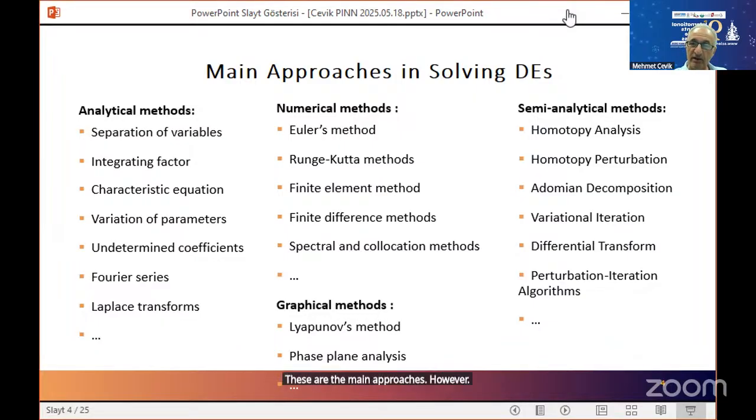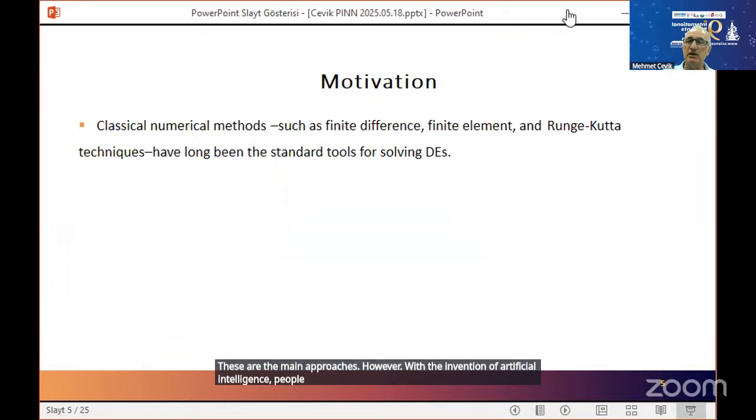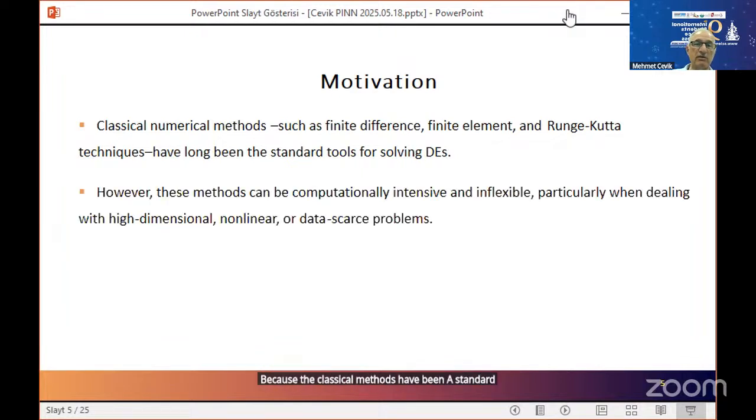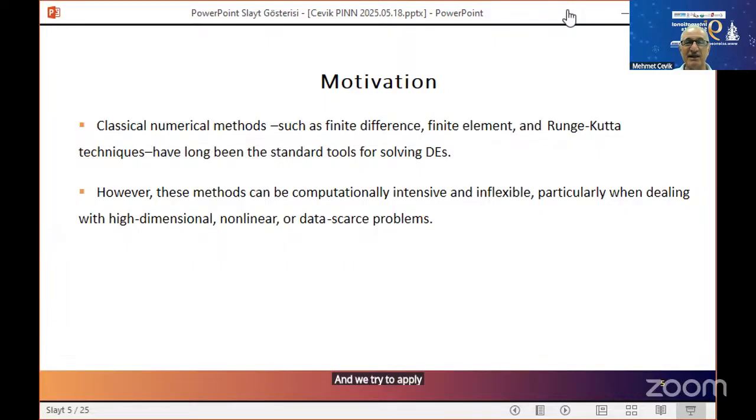However, with the invention of artificial intelligence, people started to implement artificial intelligence to solve differential equations, because the classical methods have been a standard tool, but they also have some challenges, and we try to apply artificial intelligence to everything. So we also try to use it in mathematics for the solution of differential equations.